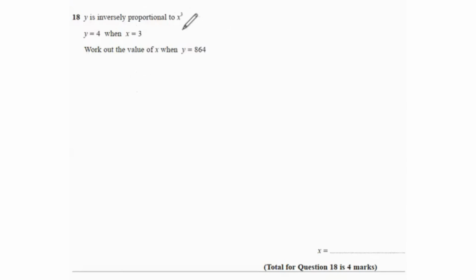It says y is inversely proportional to x cubed. y equals 4 when x equals 3. We have to work out the value of x when y is 864.